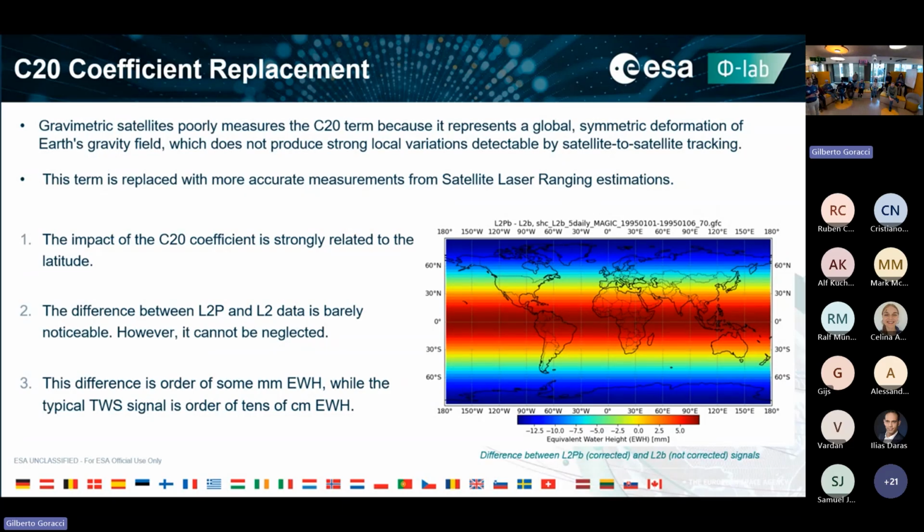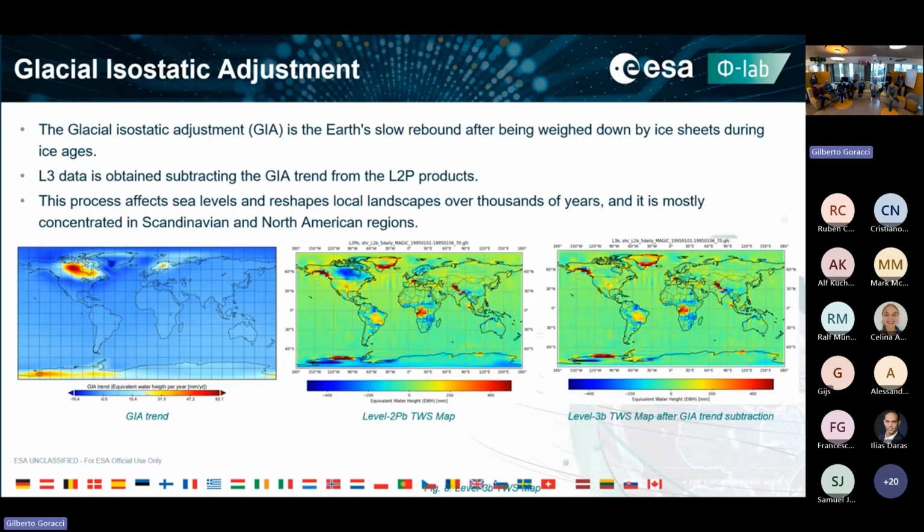The gravimetric satellites cannot measure the C20 term because it is a global deformation of the Earth gravity field, which doesn't produce local variation. So we cannot detect it with satellite to satellite tracking. Instead, we replace this term with measurements coming from satellite laser ranging estimation. The impact of this coefficient is not evident at first glance, but it's still not negligible, and it's strongly related to the latitude of the pixel.